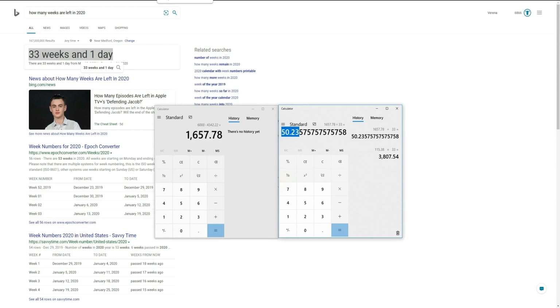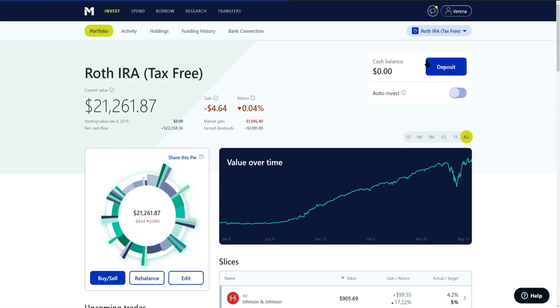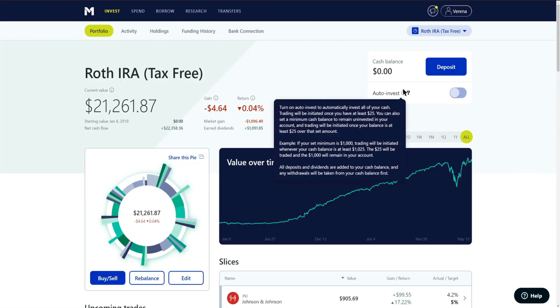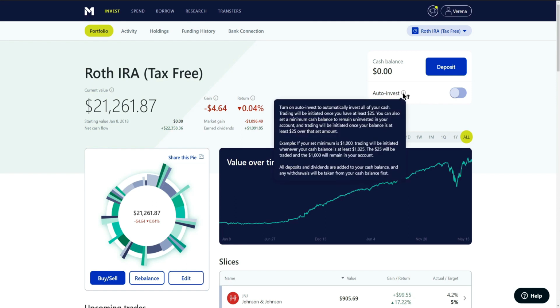Now, am I still able to use the auto investment feature if I were to have that enabled here on the M1 Finance platform? Yes, if you invested at least $25 on a weekly basis, or if you're doing a daily basis, $25 is all it needs to initiate a buy within the market on M1 Finance.